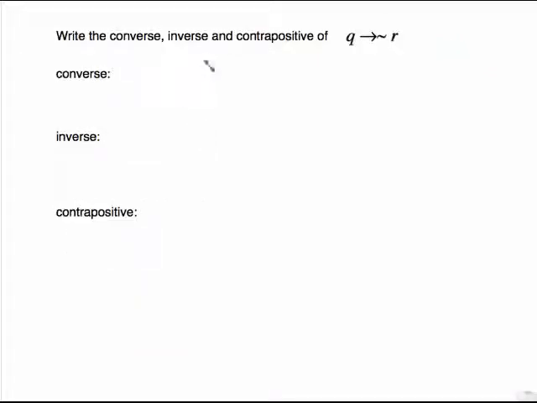So we want to write the converse, inverse, and contrapositive of these statements. So this says if Q, then not R. What does the converse do? The converse switches. So to switch that, we just put the not R in the front, we put the Q in the back, and that's all we have to do.